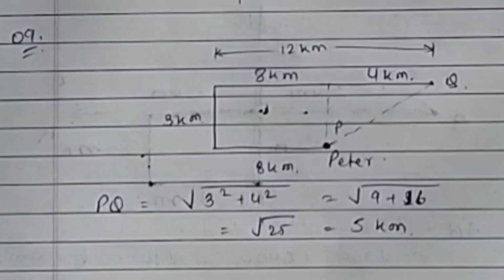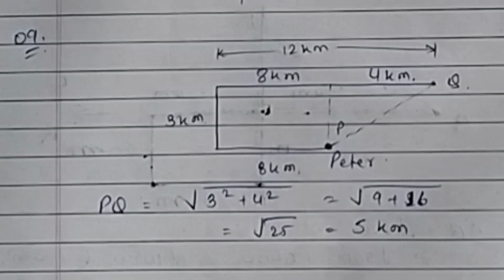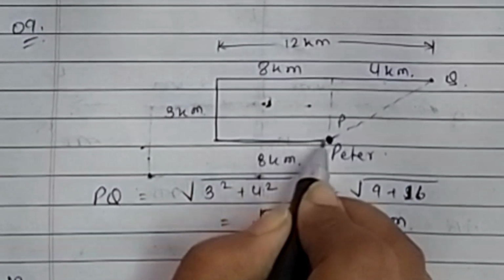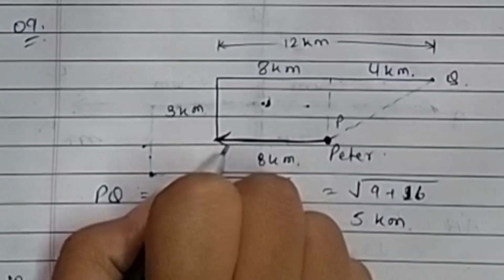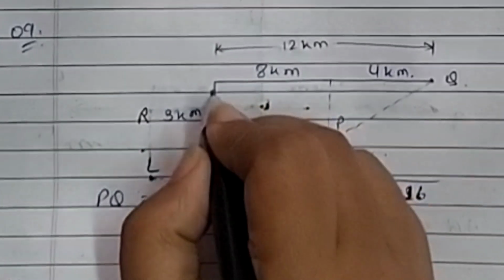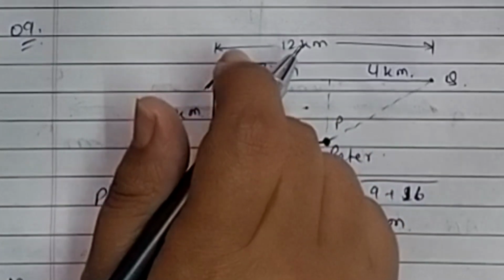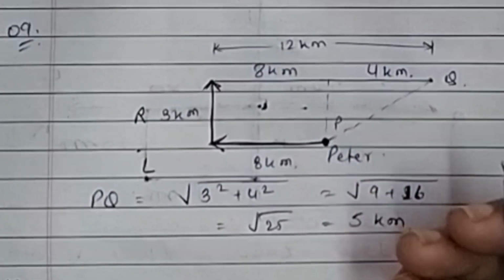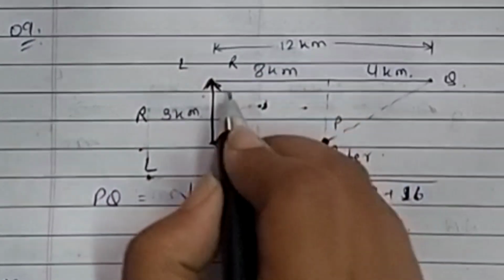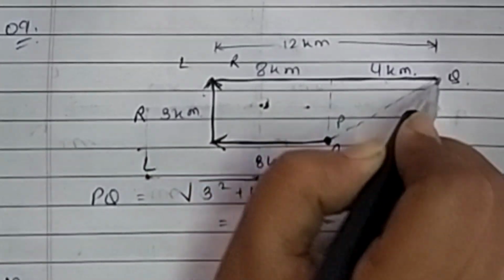Now Peter walked 8 kilometers west and turned right. So basically, this is the starting point of Peter, and Peter walked 8 kilometers in the west direction and turned right. So this will be right, this will be left, and he walked for 3 kilometers after taking the right turn. Again he turned right and walked for 12 kilometers. So here in the north direction, we know that right is like this, left is like this. So he took a right turn and walked for 12 kilometers.